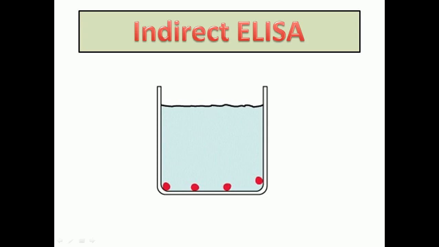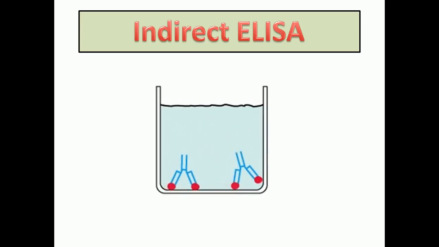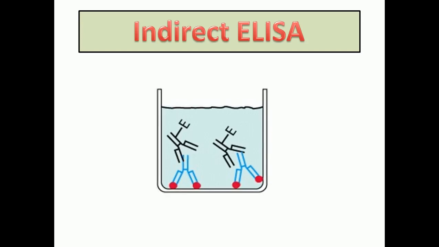Now let's say upon a particular infection in our body, we develop certain antibodies. Now we add the serum sample to this well. Once we add it, the antibody can bind with this antigen because of the specific antigen antibody reaction. After this reaction, the antibodies from our serum sample are attached to the antigens adhered to the bottom of the well.